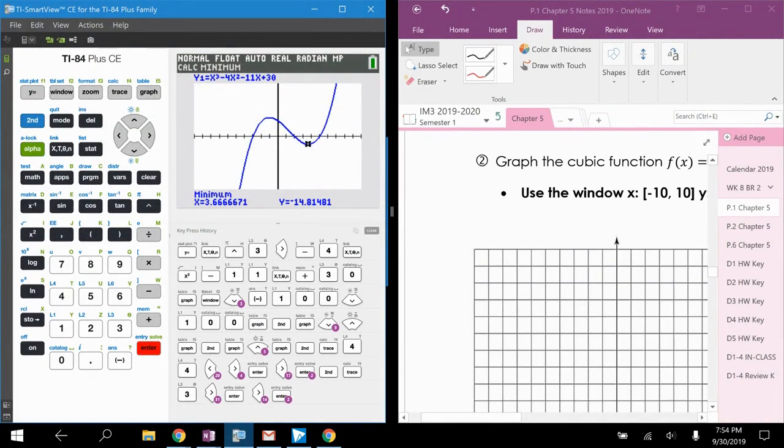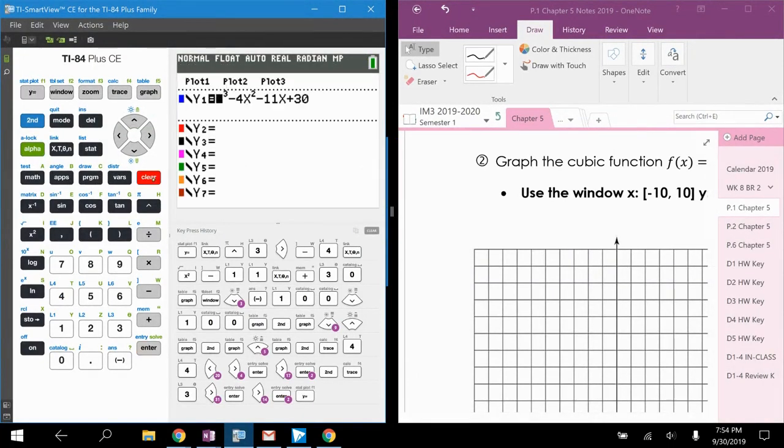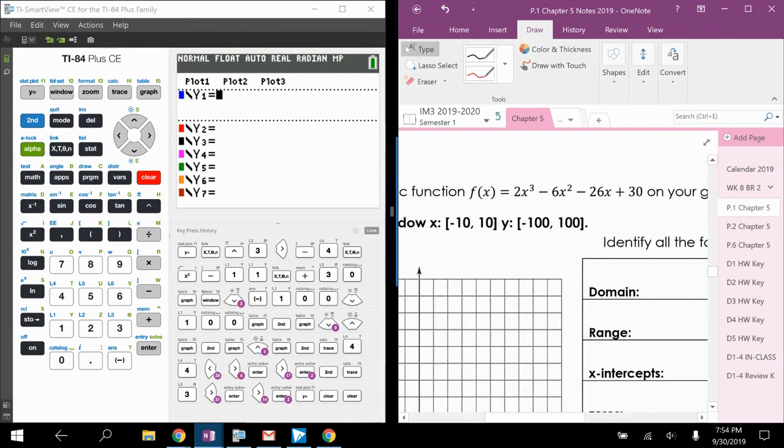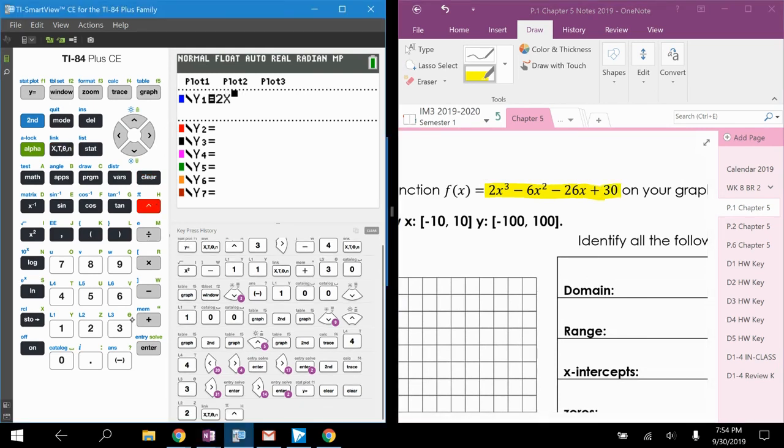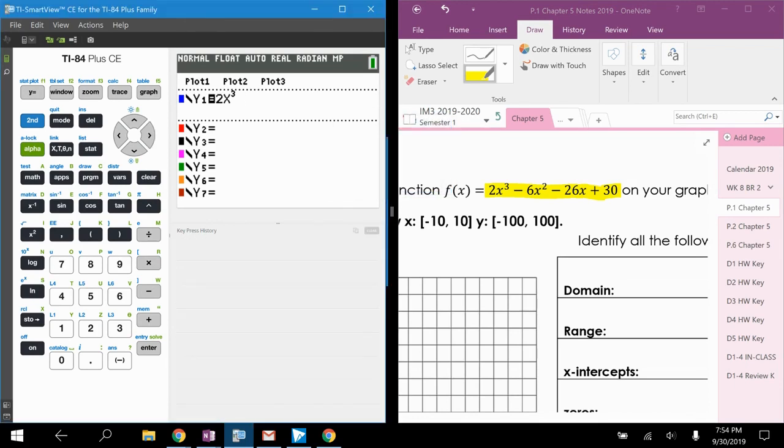All right, so go to y equals, clear it out, and we are going to graph this new one on the second page, this guy. So let's go ahead and graph it. 2x to the power of 3, or 2x cubed, go to the right. Let me clear this out so that you can see it more. So 2x to the power of 3 minus 6x squared minus 26x plus 30.